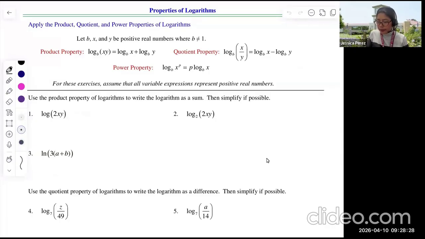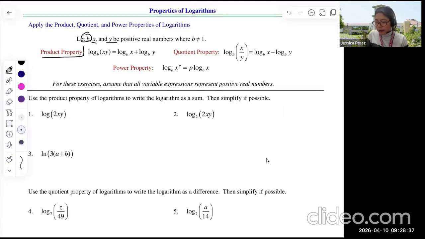Let b, x, and y be positive real numbers where b cannot equal 1. And let's say that we have this product property. It says the log base b of x times y converts into the sum of logs: log base b of x plus log base b of y. So if you have a product inside of a log, they can split, becoming an addition property.